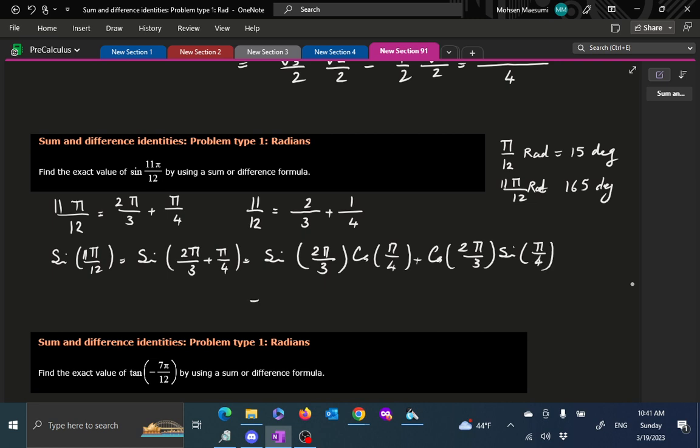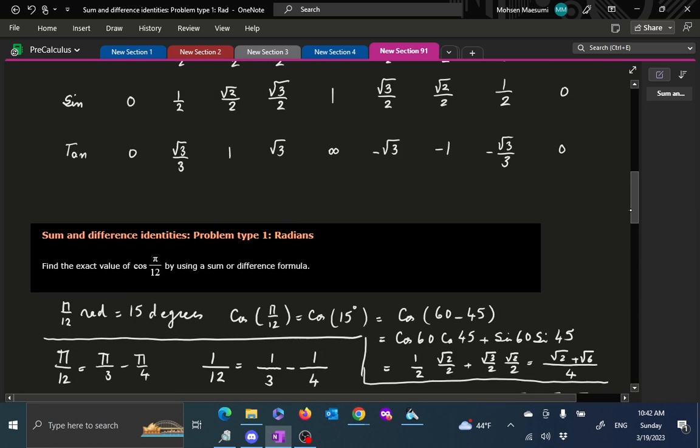And now I replace, this is 2 pi third, sine of that, radical 3 over 2, radical 2 over 2, cosine of 2 pi third, that's going to be minus, what's that, minus 1/2, and this is radical 2 over 2, and then we get radical 6 minus radical 2 over 4.